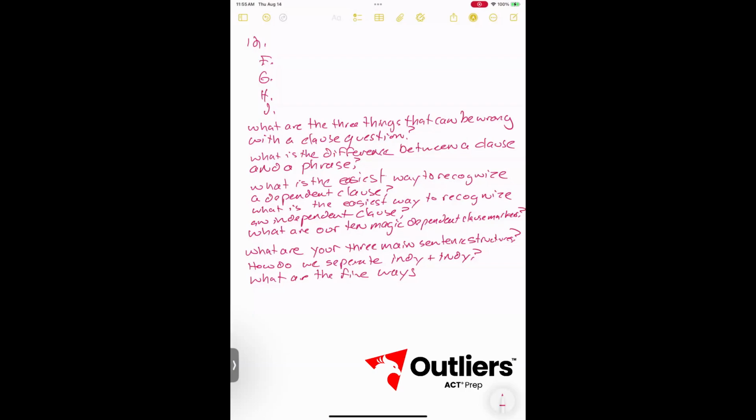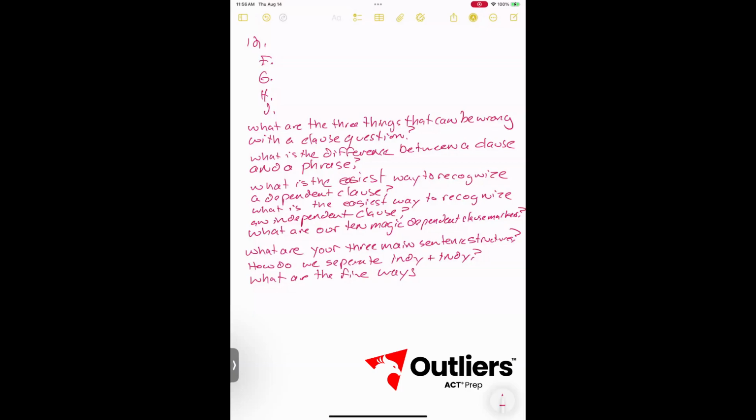What are our 10 magic dependent clause markers? Because, while, when, since, whereas, who, whom, whose, which, that. Again, because, while, when, since, whereas, who, whom, whose, which, that.